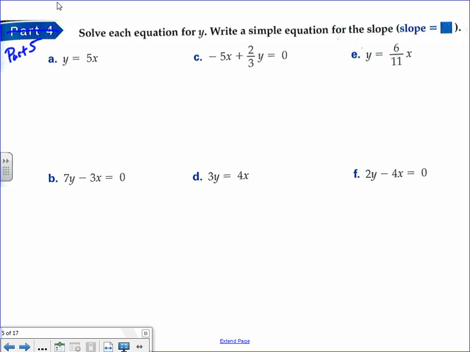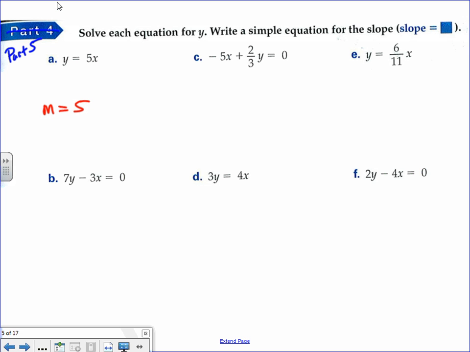So for letter A, it already says y equals 5x. So the y is already by itself. All I need to do is identify the slope. Remember, the slope is the number that's being multiplied by x. So in this one, I just simply need to write that m equals 5. Remember, it's just the number. It does not include the x. So it's just m equals 5, not m equals 5x.